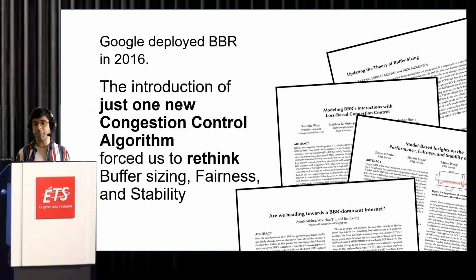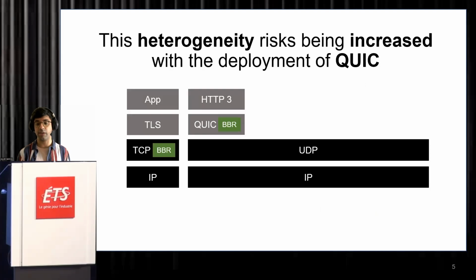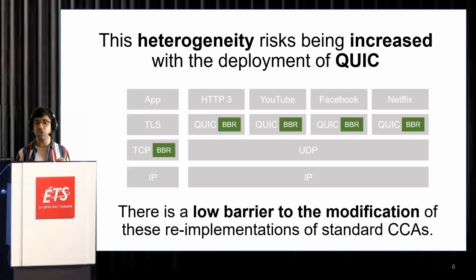But what if I told you BBR represents just the tip of the iceberg and that heterogeneity on the Internet is on the verge of becoming a lot worse? QUIC, a new transport stack built over UDP, has recently seen wide deployment on the Internet and is set to become the default transport with HTTP3. Since it exists in the user space, it allows applications to implement their own transport stacks. There is therefore a low barrier to the modification of standard congestion control algorithms in QUIC, and we are already seeing the effects of this new paradigm for Internet transport.